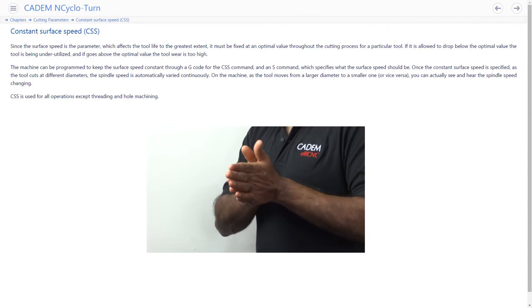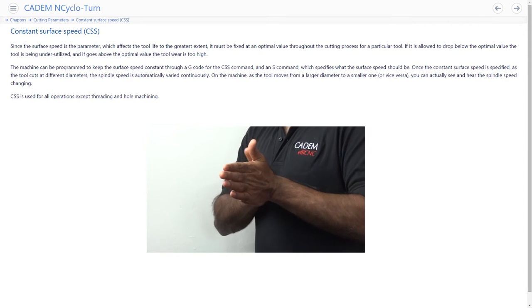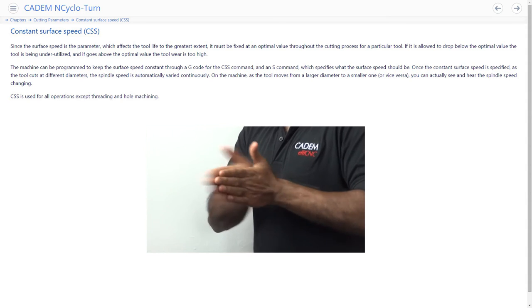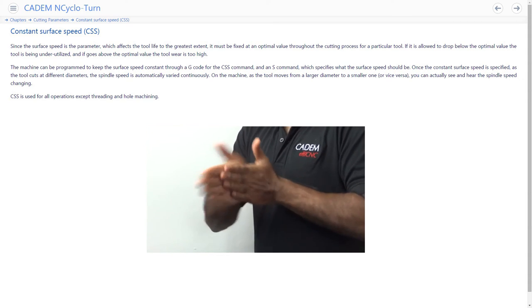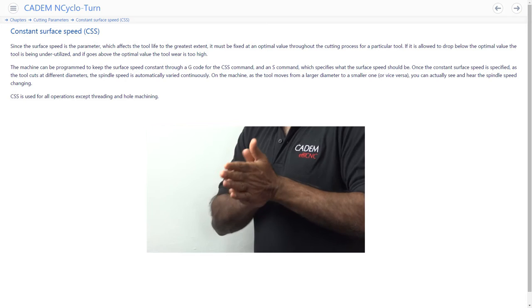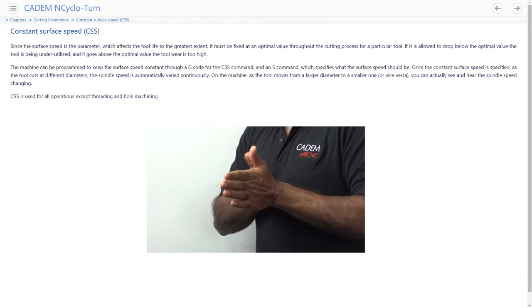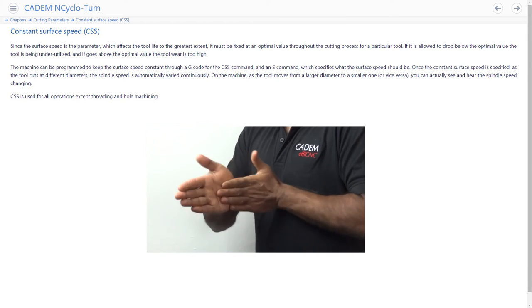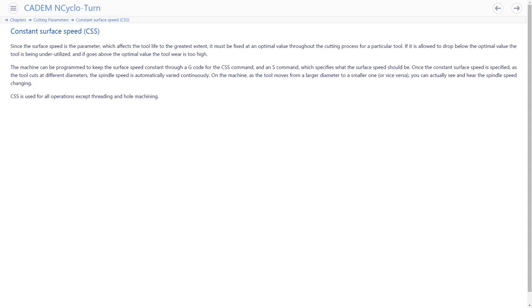When you rub your palms together fast, you'll notice that they get heated up. And we actually do this to get warm when we are feeling cold. This is because of friction, and the faster you rub your palms, the hotter they get. Basically, the higher the relative linear speed between your palms, the higher the heat generation. The same phenomenon occurs during metal cutting.